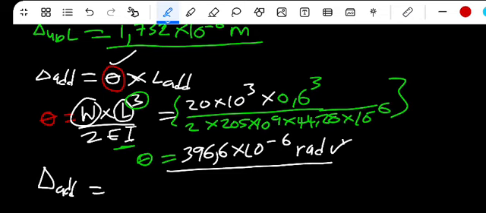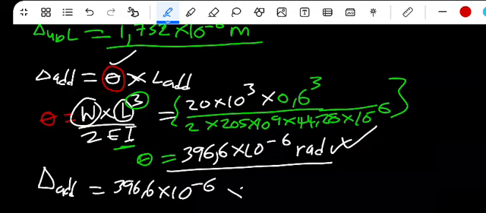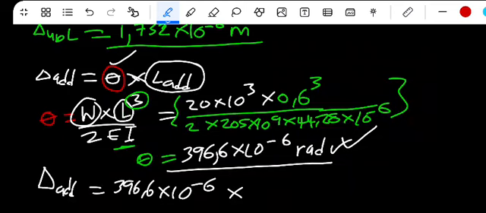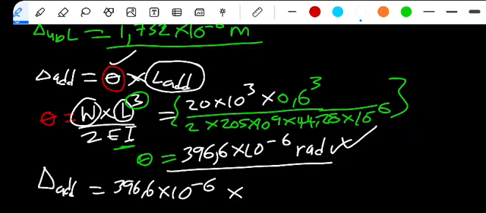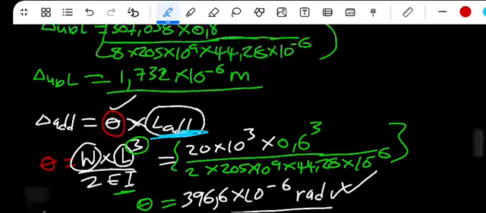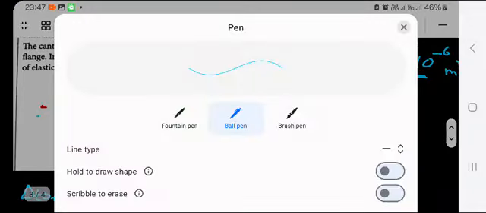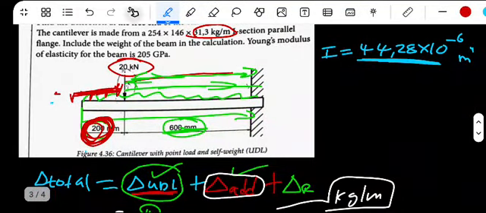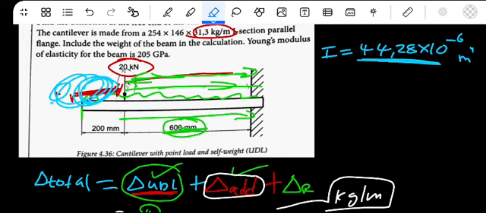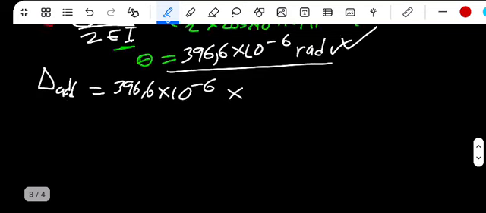So we have our slope now, which is 396.6 times 10 to the power of minus 6 times the additional length. It is not 600; do not use 600, you'll be wrong. Now your additional is this one, the smaller side. The additional is 200 there, which is 0.2 multiplied by 0.2.